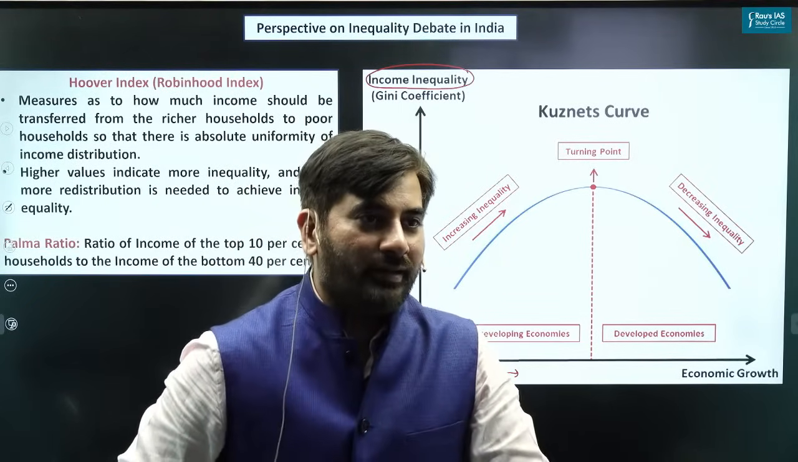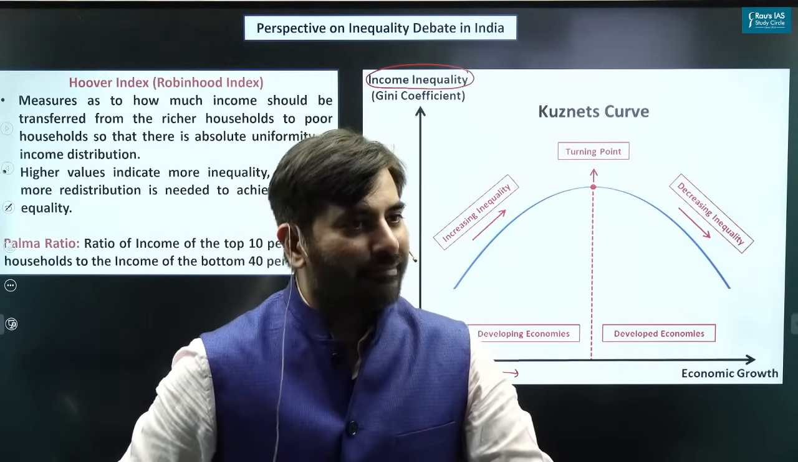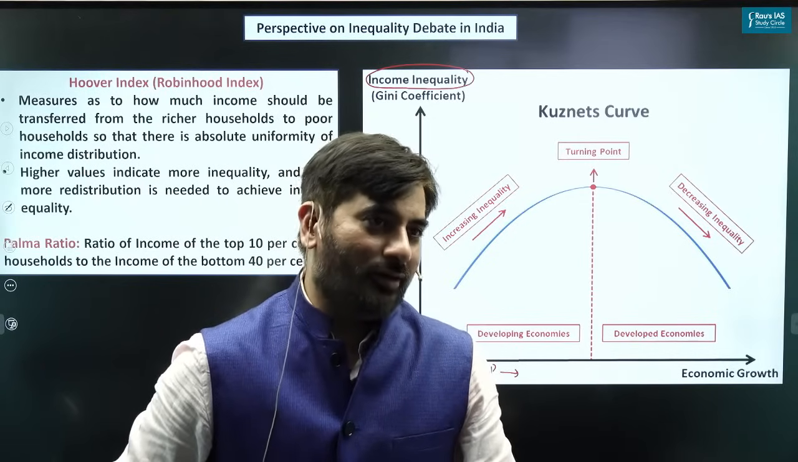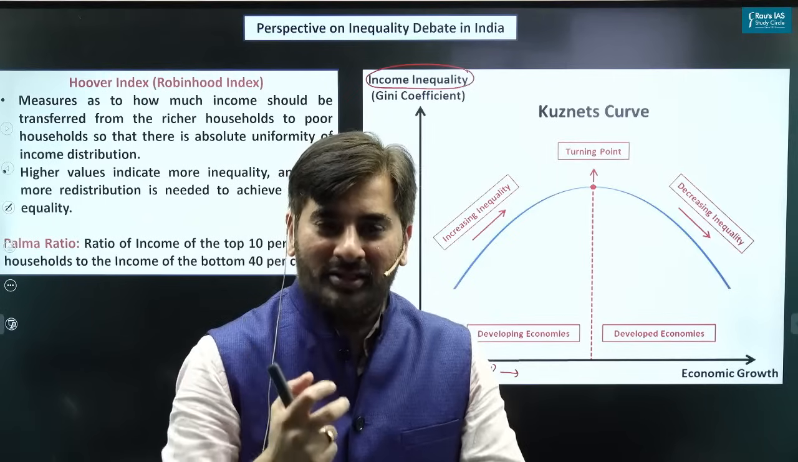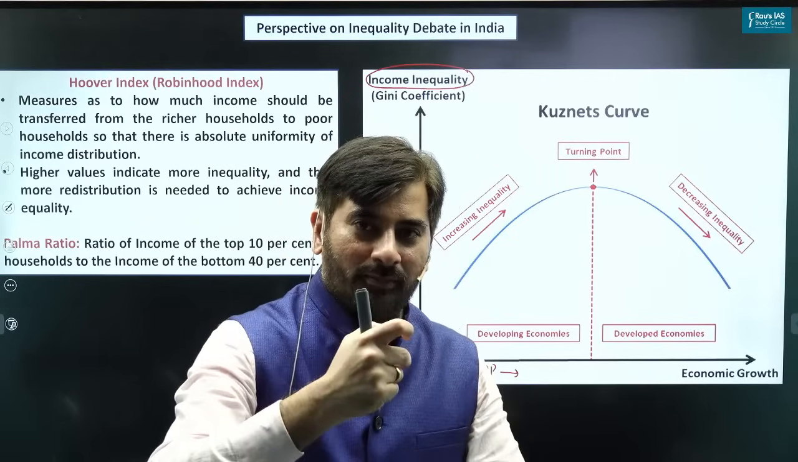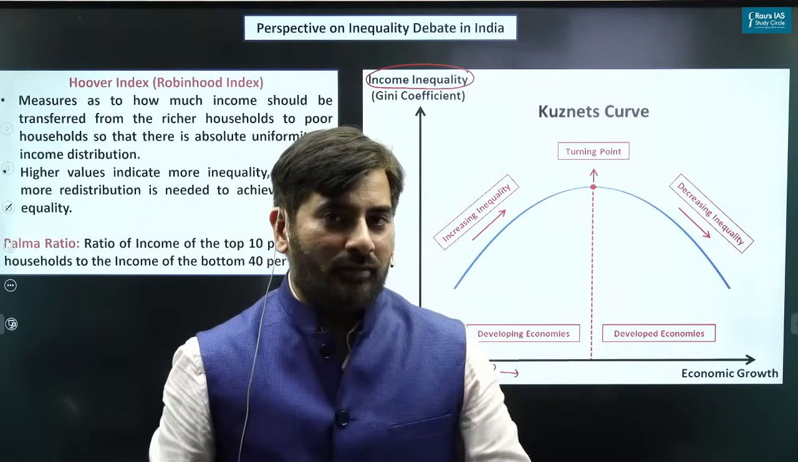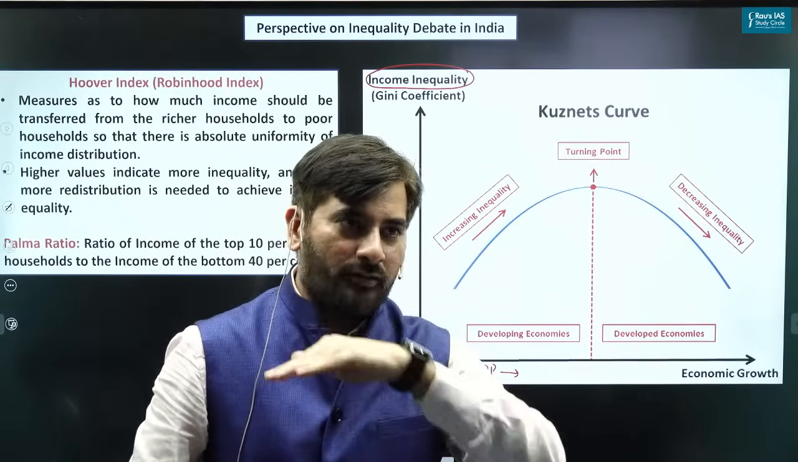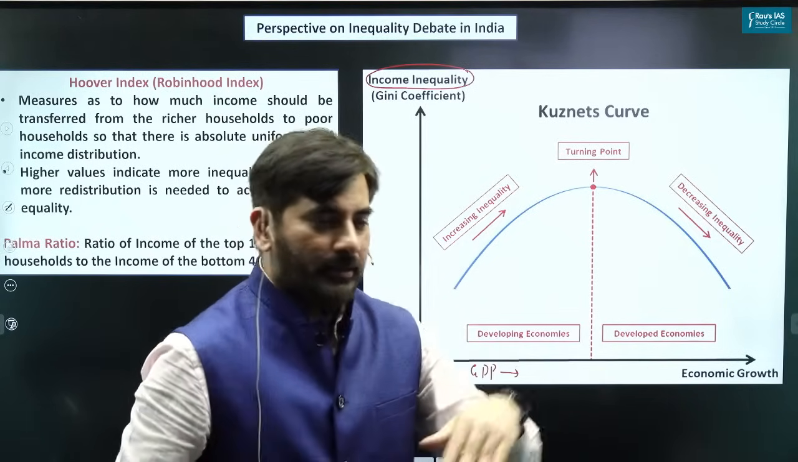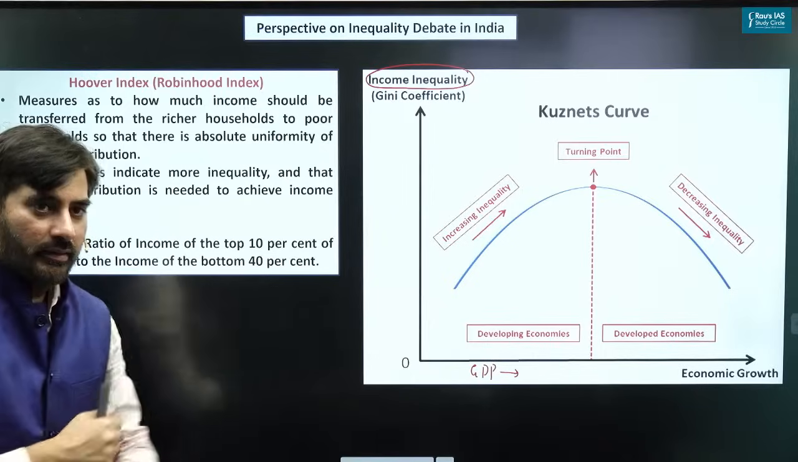Smita is asking why the name Robin Hood index. I hope you know it. Robin Hood because we are saying how much money should we take away from the richer people and distribute among the poor people so that there is a perfect equality.